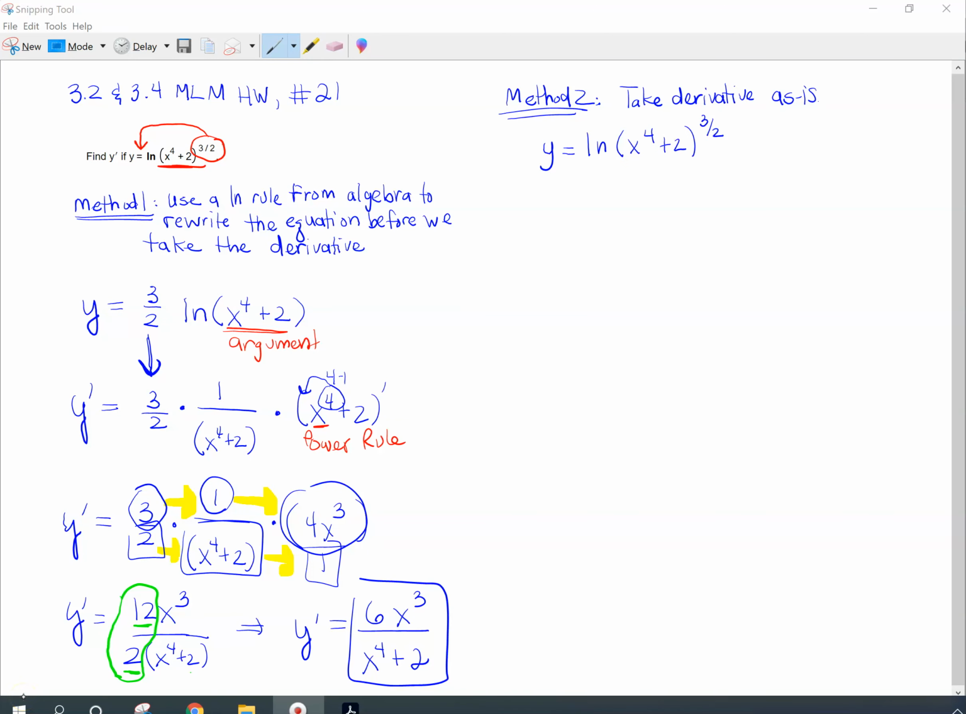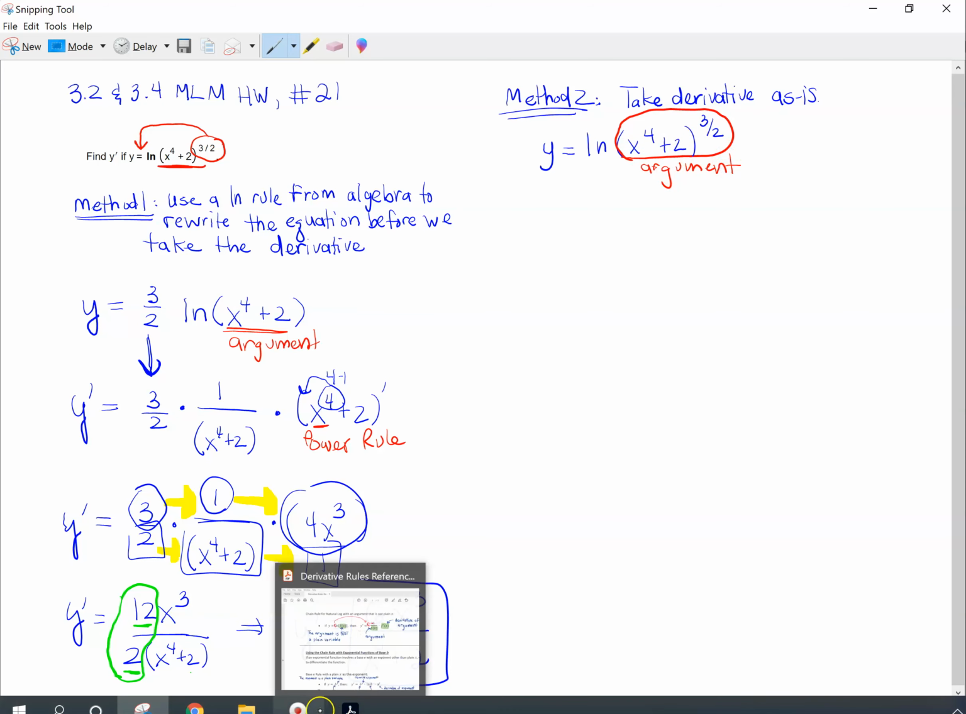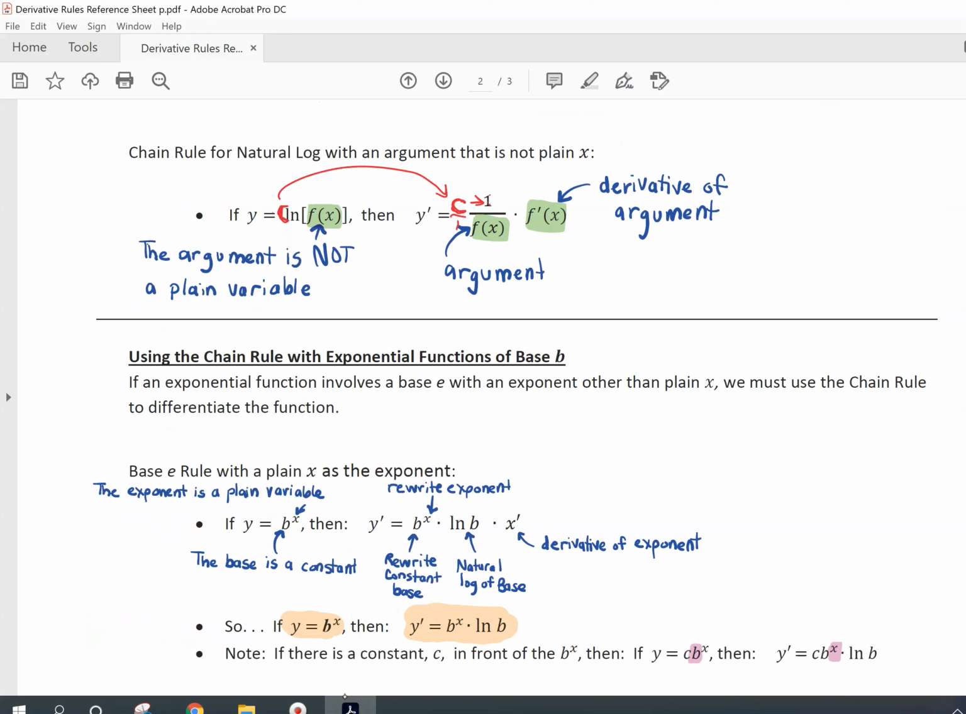Okay, and this is going to be a little messy, and there's going to be a lot of algebra, but we can still do it. So in this log rule, my argument would be all of this, right? The binomial to the 3/2 power. That's my argument. Okay, and then we would just go into that rule. Remember our rule over here. If your equation is in the form y equals the natural log of some argument, then the derivative is 1 over that argument times the derivative of the argument, right? Okay, so here we go.